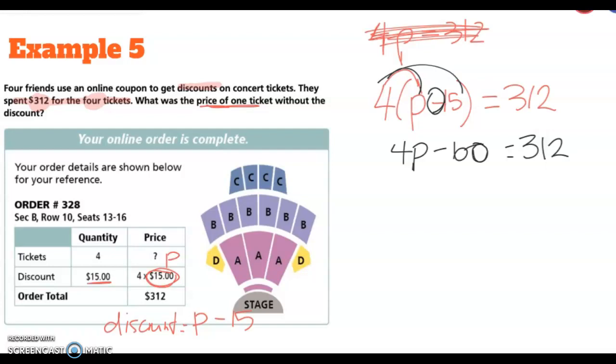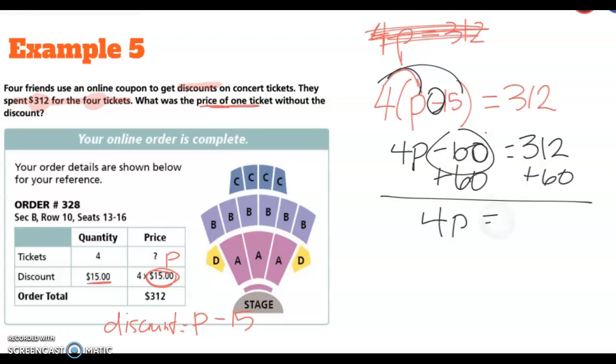So now I'm going to try to get P by itself. I want to eliminate the constants on this side. Here's my constant on this side. It's negative 60. I'm going to do the opposite, so that would be add 60. So I know that 4P equals 372. And see, that's what it would have been if it were the original price. Here it is, and I've taken away the discount.